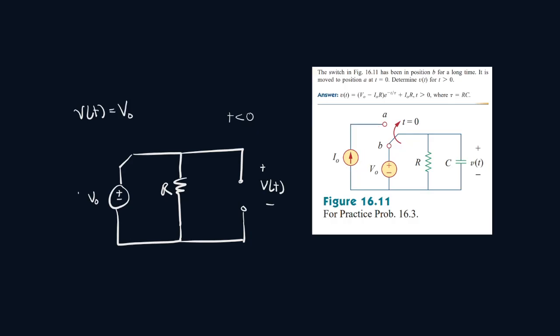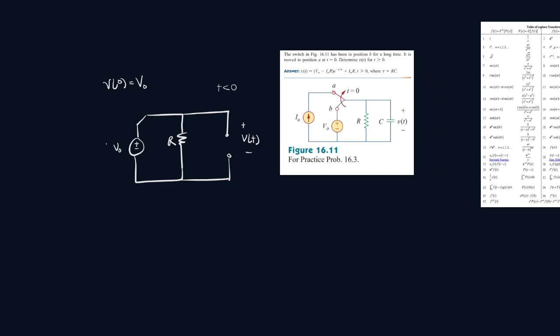And pretty much when t is equal to 0, the switch now moves to here. But obviously voltage at a capacitor can't change instantaneously. So that means v at 0 is equal to V0. So now let's work with the circuit when t is equal to 0.